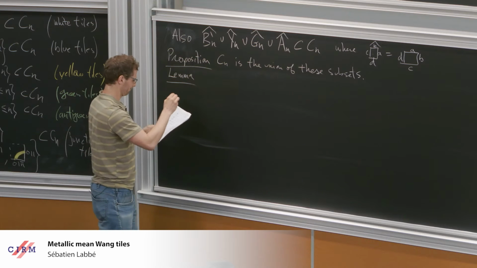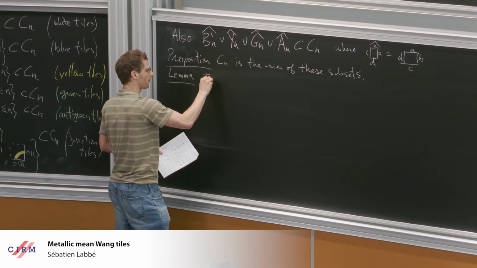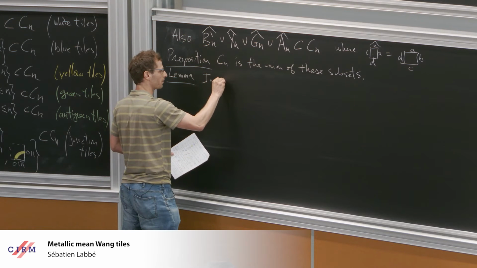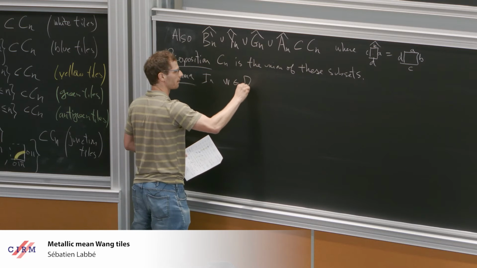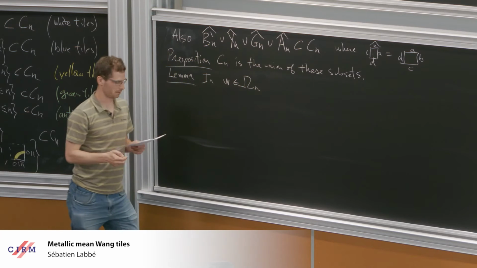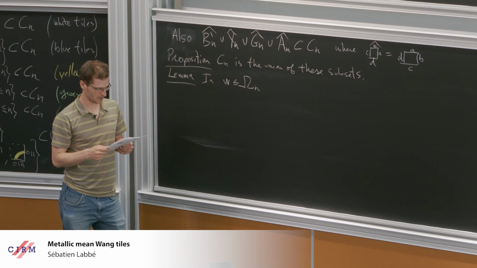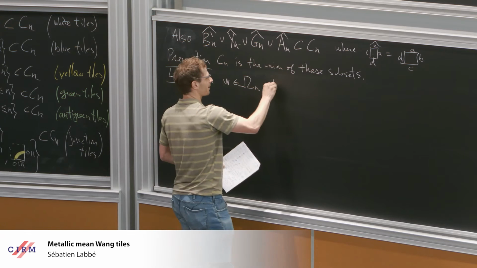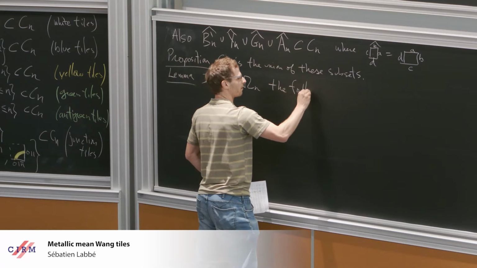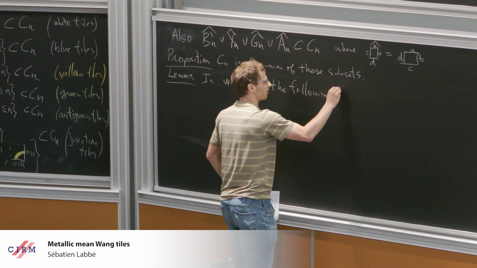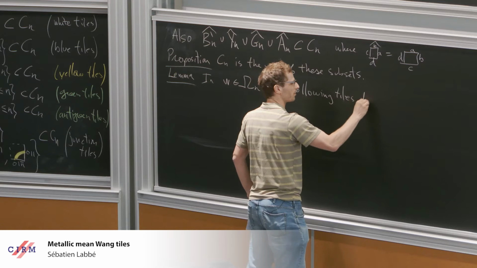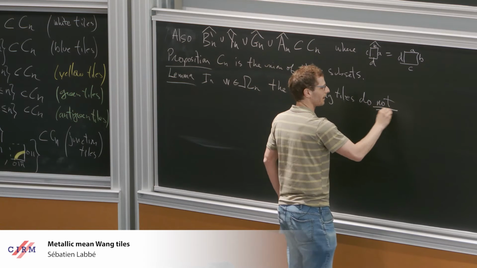So in a valid configuration, I will denote it W in Cn, in omega n, the following tiles do not appear.